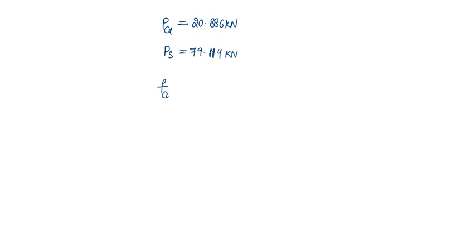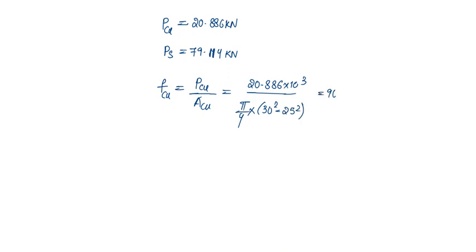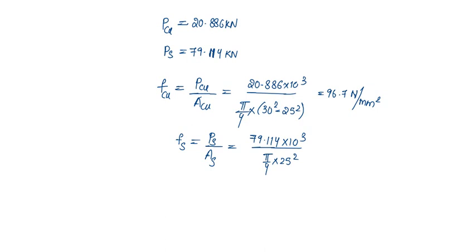So stress in copper will be equal to load in copper by area of copper, that is 20.886 into 10 power 3 in newtons, by area will be pi by 4 into outer diameter square minus the inner diameter square, which will be equal to 96.7 Newton per mm square. Similarly, the stress in steel will be equal to load carried by steel by area of steel, which is equal to 79.114 into 10 power 3 by area is pi by 4 into 25 square, which is equal to 161.17 Newton per mm square.